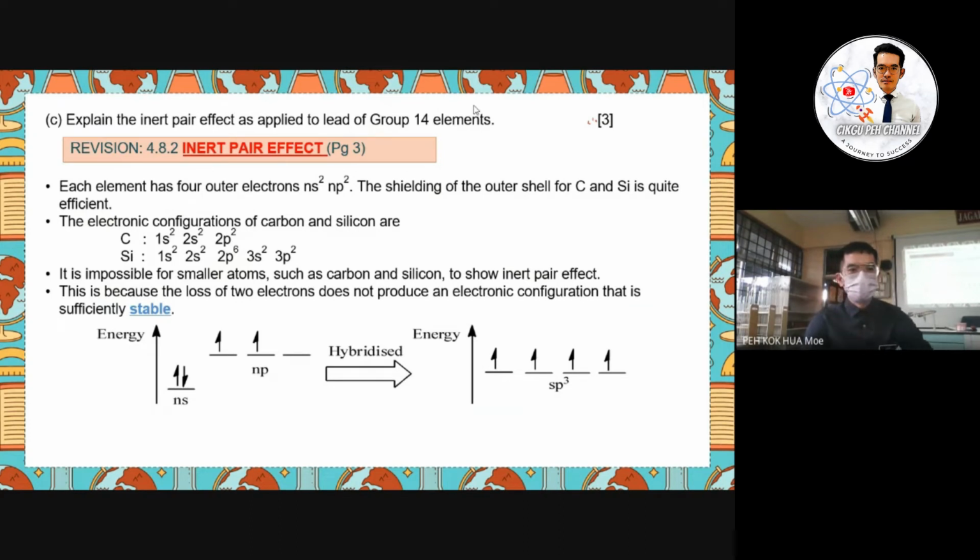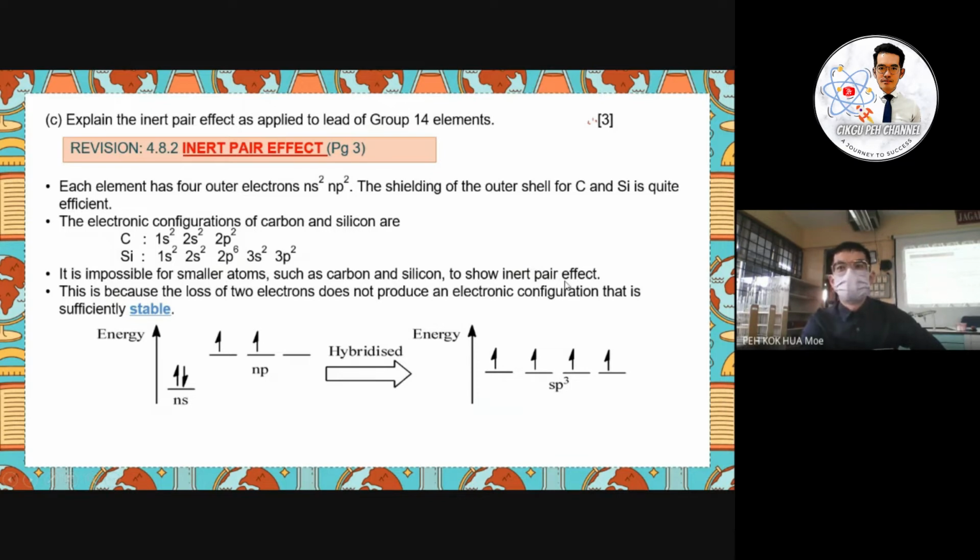From here you can see the notes mention the first point: each element has 4 outer electrons, s2 and p2. Shielding of the outer shell for carbon and silicon is quite efficient. So this is the electronic configuration for carbon and silicon, and it is impossible for such small atoms to have an inner pair effect.